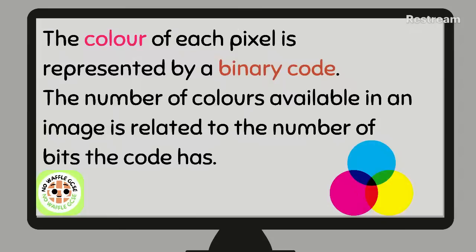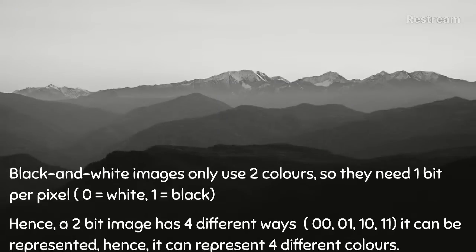Now, the color of each pixel for a bitmap is represented by a binary code. The number of colors available in an image is related to the number of bits that the code has. Black and white images only use 2 colors. I know the picture here has gray as well, but strictly black and white ones use 2 colors, so they only need 1 bit per pixel because it can either be turned on, which is black, or turned off, which is white. Hence, a 2-bit image has 4 different combinations, so it can represent 4 different colors.